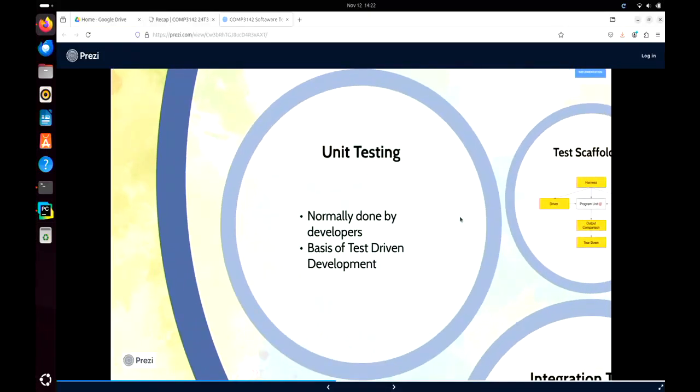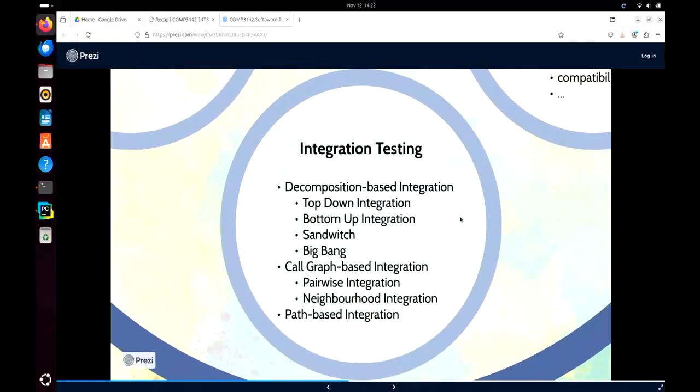So we have learned 3 different levels of testing. The first level is called unit testing, and it is normally done by the developers, and it is actually the basis of test-driven development. And then we also learned integration testing, which is all about how we do this integration. There are multiple strategies to do integration.